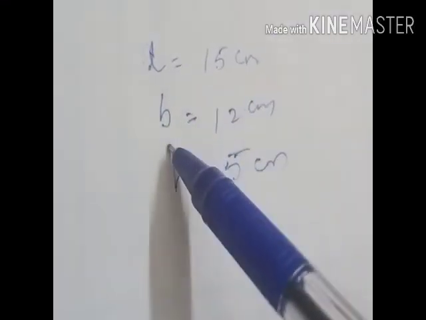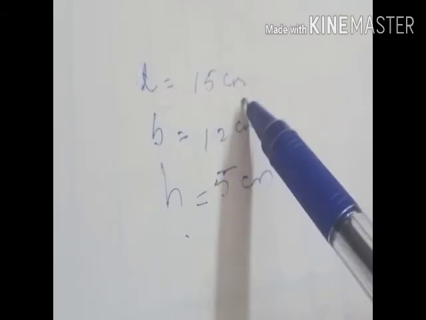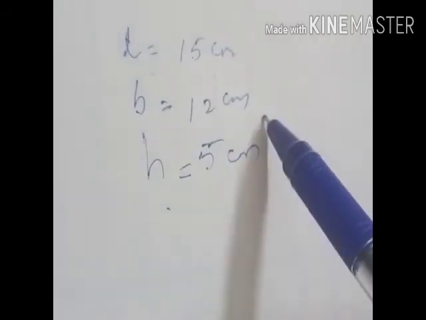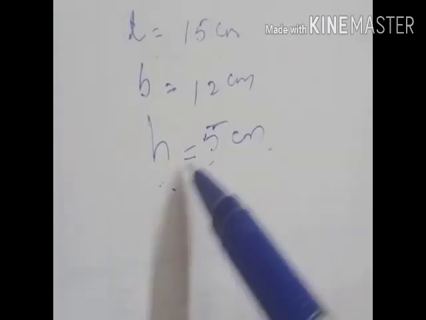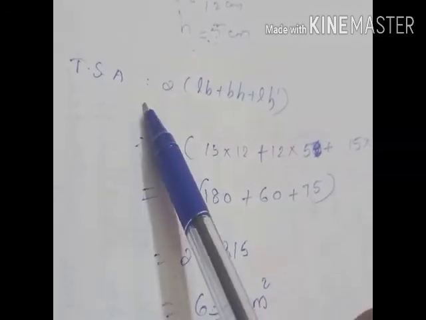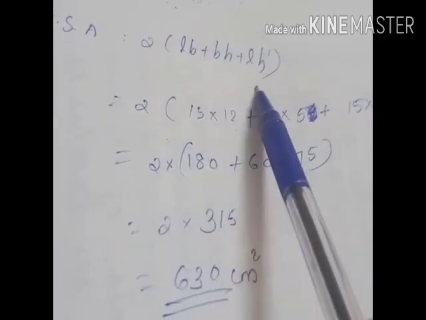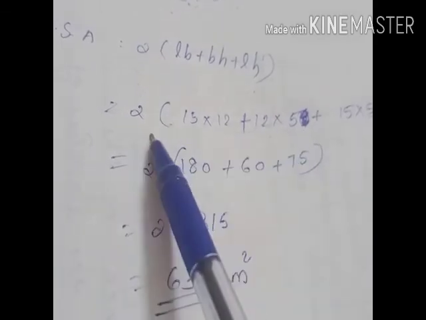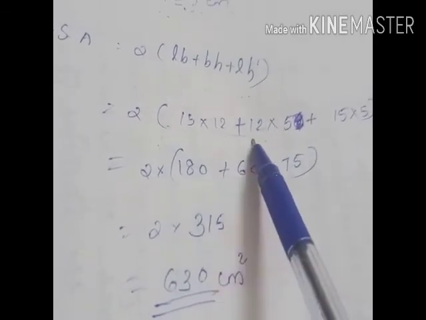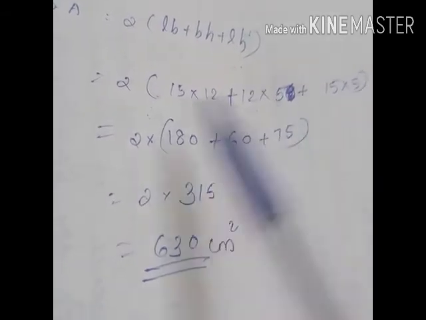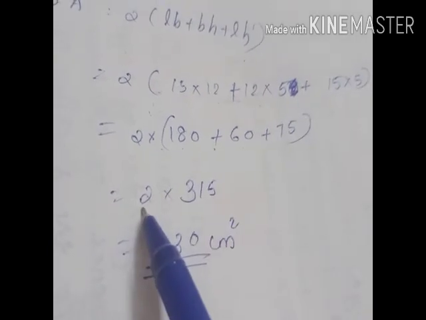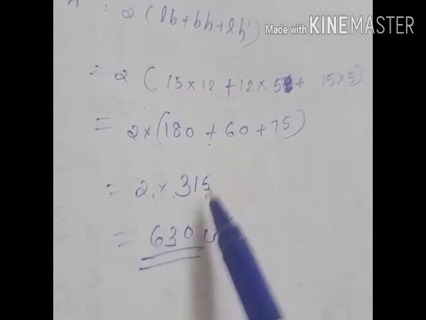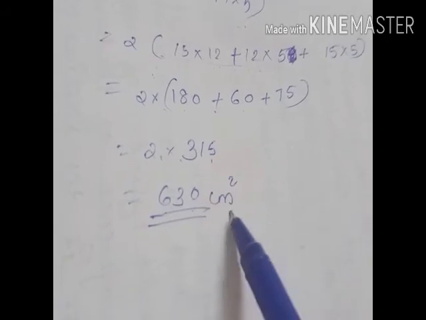According to the question, the measures of the smaller box is given as length equal 15 centimeter, breadth equal 12 centimeter, and height equal 5 centimeter. So here also we have to find TSA. That is TSA equal 2 into LB plus BH plus LH. Substitute the values, then we get 2 into 15 into 12 plus 12 into 5 plus 15 into 5. That is equal 2 into 180 plus 60 plus 75 equal 2 into 315, that is equal 630 centimeter square.